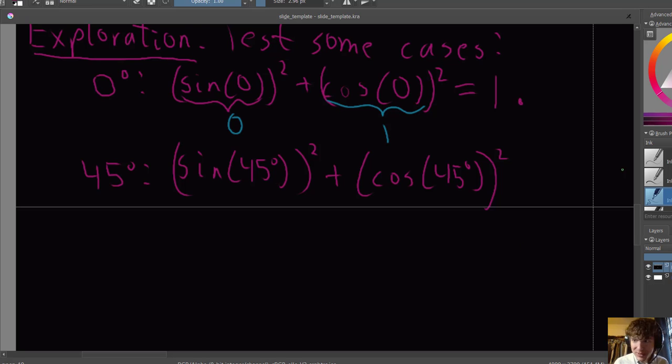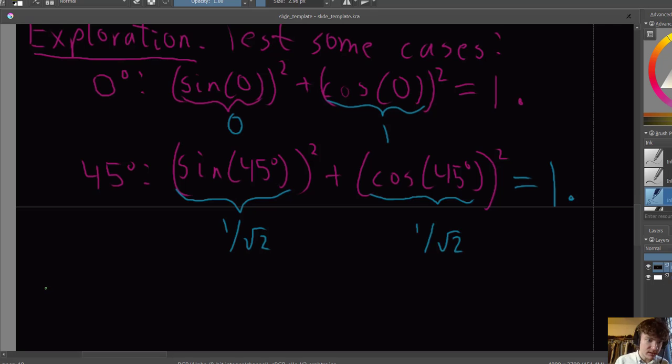Well, we saw by using that 30, 60, 90 triangle trick on the previous slide that sine of 45 degrees is 1 divided by square root of 2. And cosine of 45 degrees is also 1 over square root of 2. So if I square 1 over square root of 2, I get a half. And if I square it again and add it, I'll get another half. So when I add those together, I get a half plus a half, which equals 1. Okay, I'm starting to believe this is true, but let's try one more.